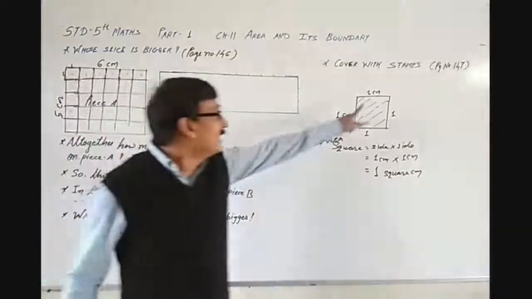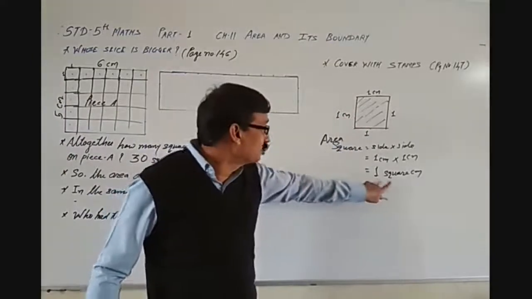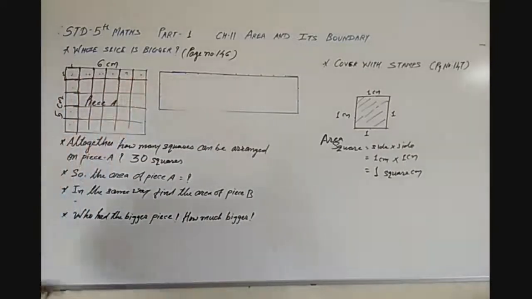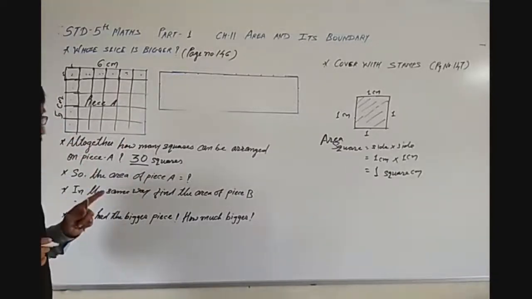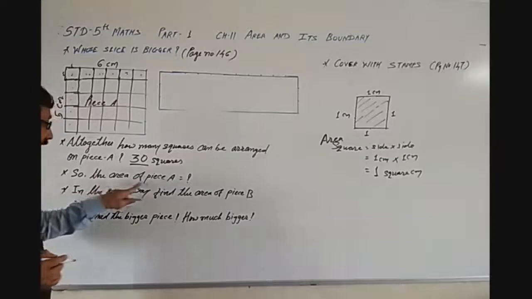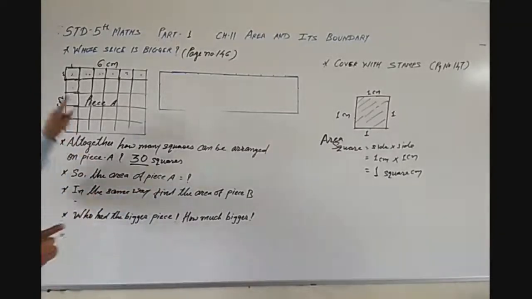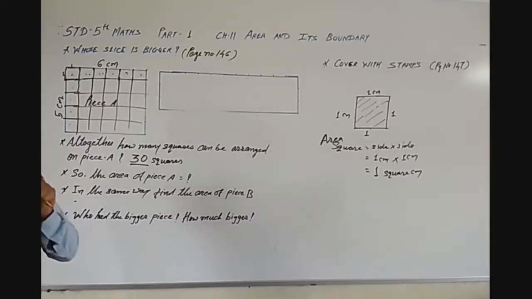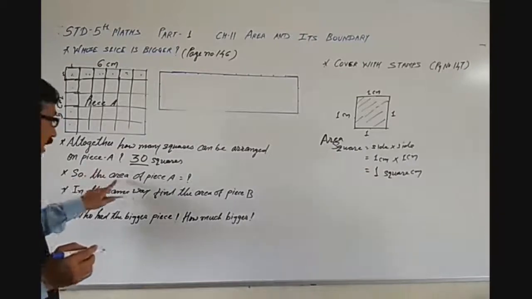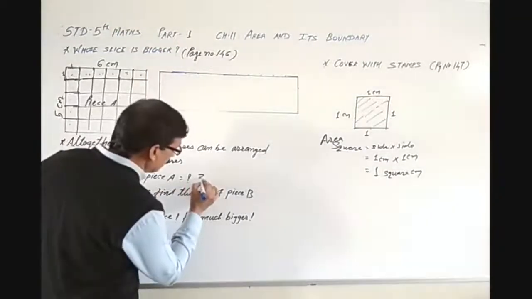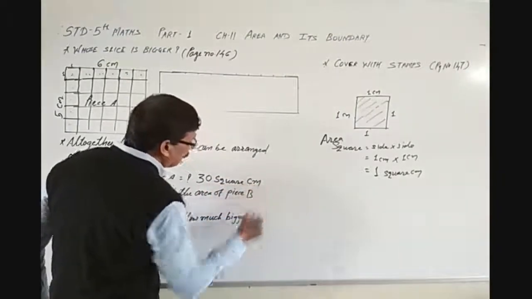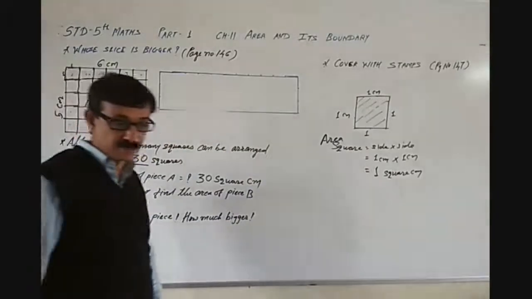So, the area of this small square is 1 square centimeter. In total we can add 30 pieces, so total 30 square centimeter is the area of piece A. So the area of piece A is 30. Why? Because we can arrange 30 pieces of 1 square centimeter, isn't it? So the area of piece A is equal to 30 square centimeter, isn't it?